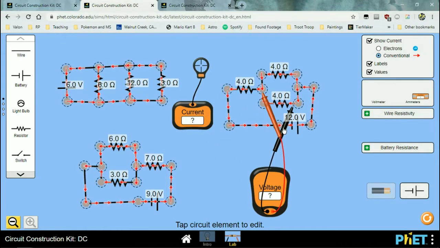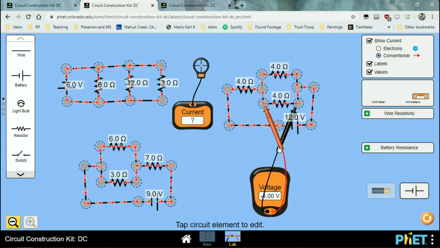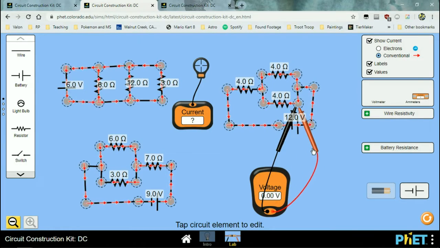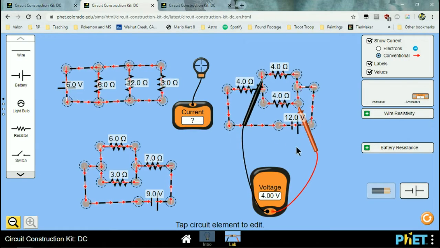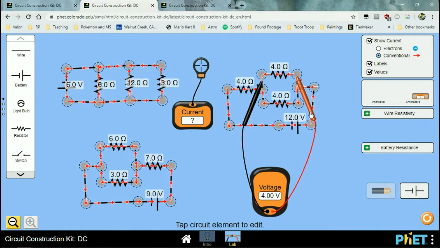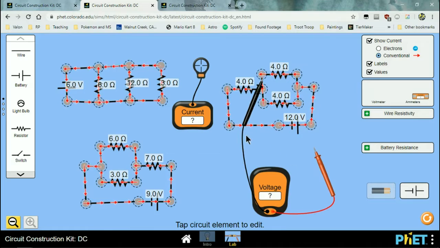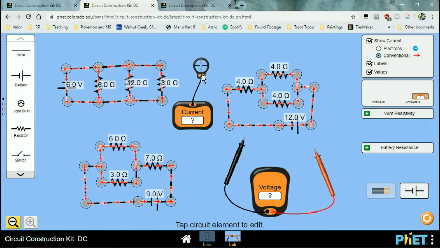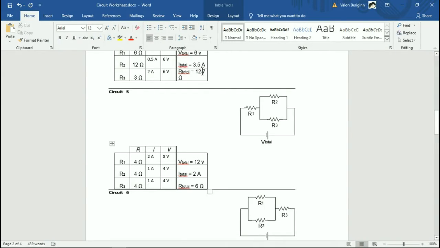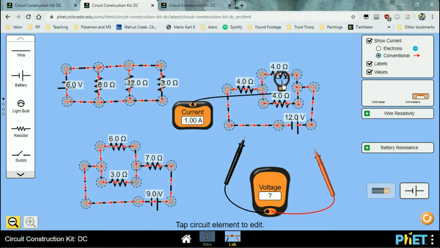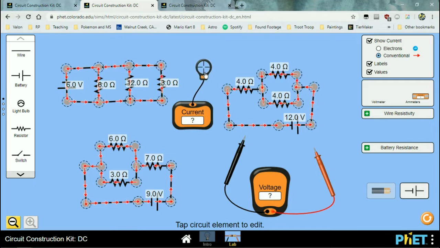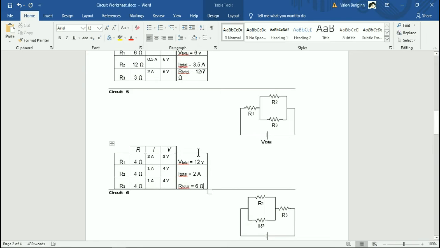This one should be 4. Well, negative 4, but here I'll make it accurate. Okay, 4. And 4. And then the currents should be, what is it? Was it 2, 1, and 1? Yeah, so 2, 1, 1, total current 2. Okay, so far so good.